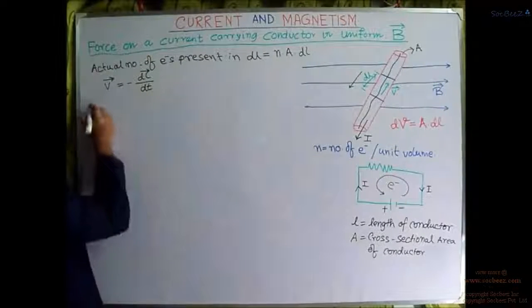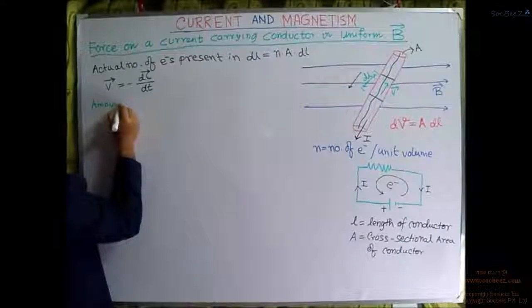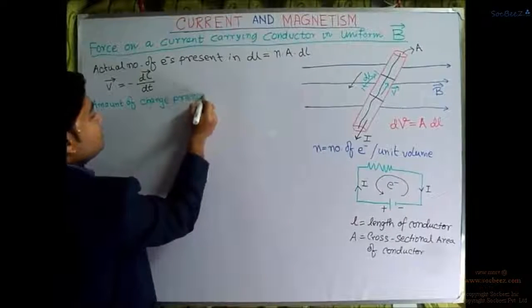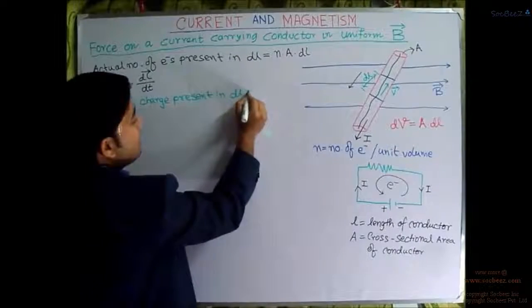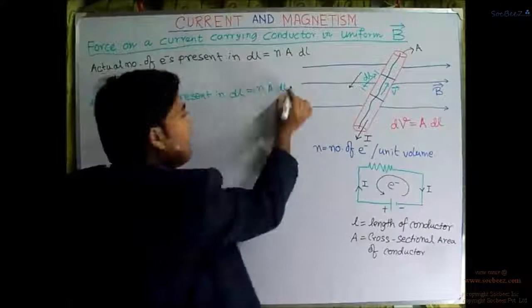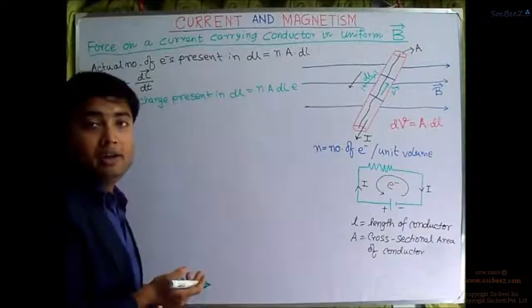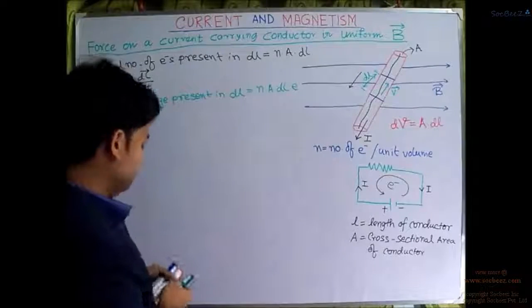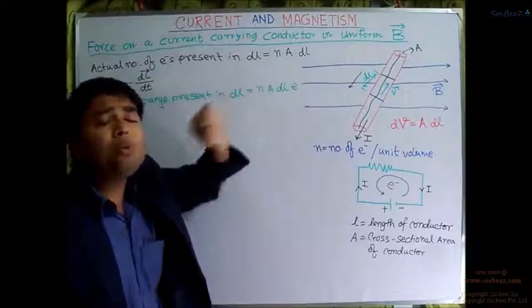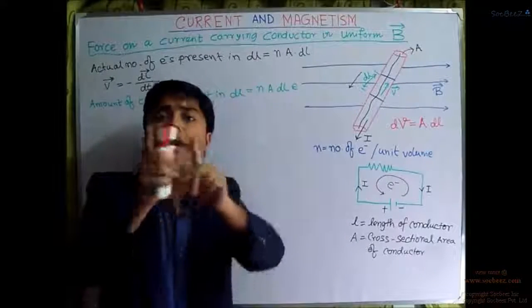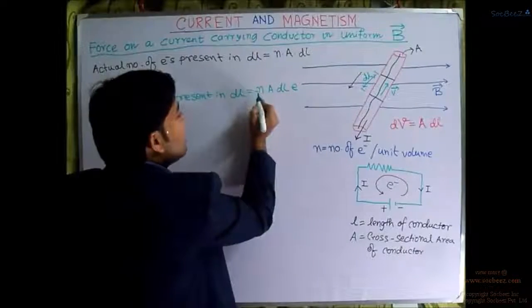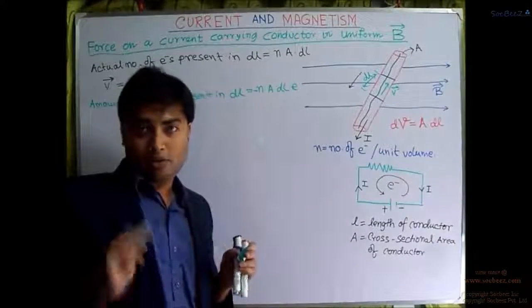So the amount of charge present in dl is equal to n multiplied by A multiplied by dl multiplied by the charge of the electron, e, right? Now, as we know, this is the amount of charge. The charge of an electron is either positive or negative. Yes, this is simply negative. So there will be a negative sign in front of nAdle, right?